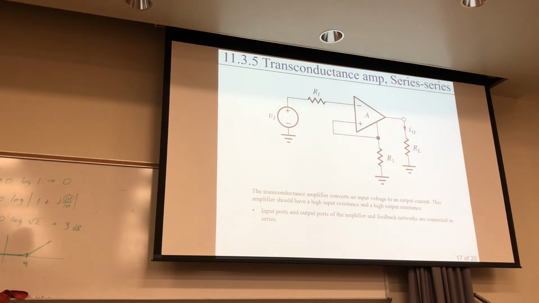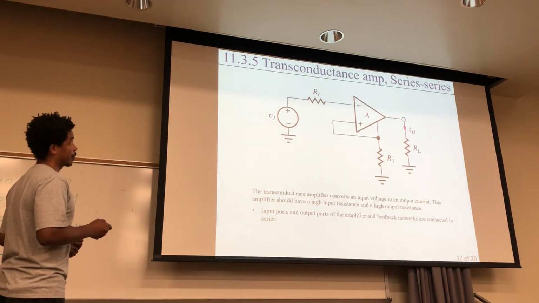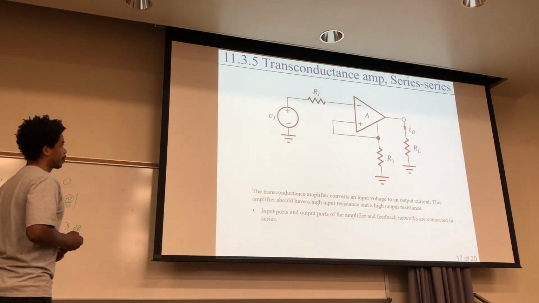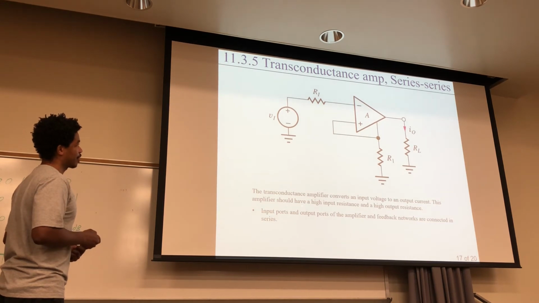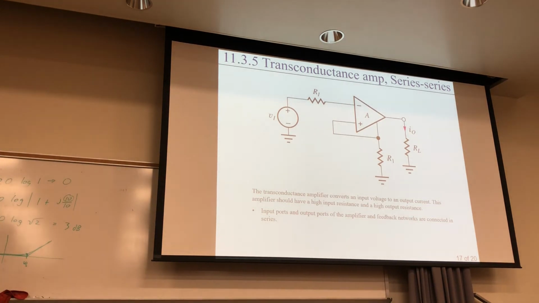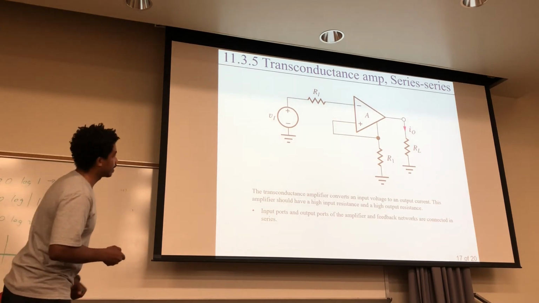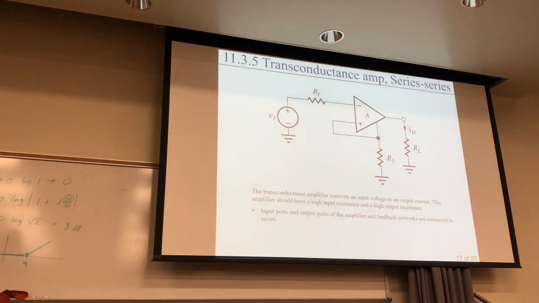And the last and fourth is a transconductance amplifier. This is a series type of feedback. So the transconductance amplifier converts an input voltage to an output current. This amplifier should have a high input resistance and a high output resistance. So the input ports and output ports of the amplifier feedback network are connected in series. Okay, and that's what that form looks like.